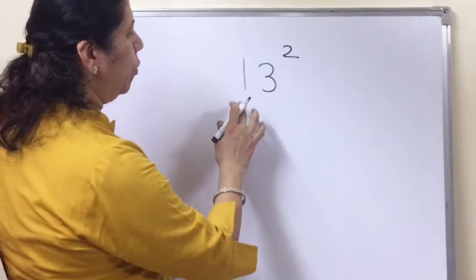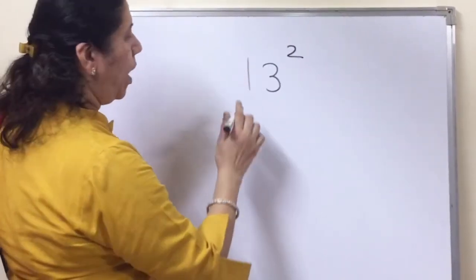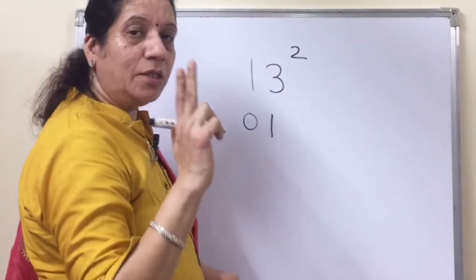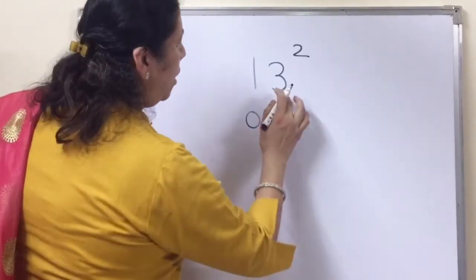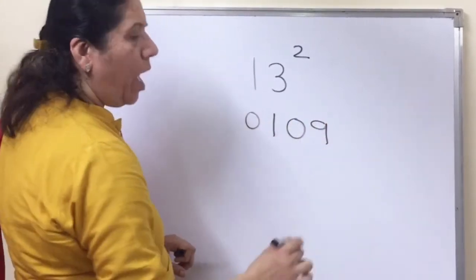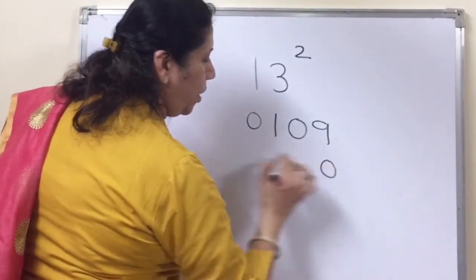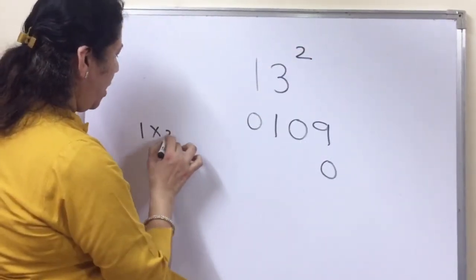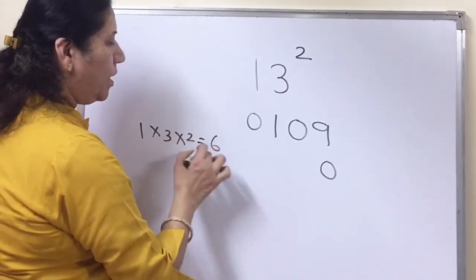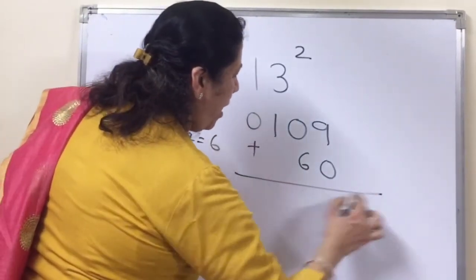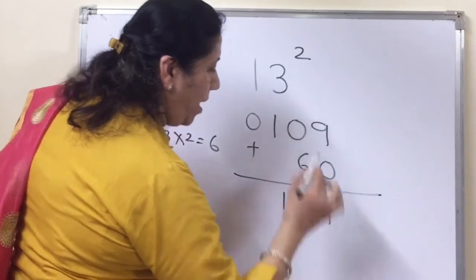First you will find the square of 1. It is 0, 1. We'll always write down the square as a two-digit number. What is the square of 3? It is equal to 0, 9. It's very easy. Put a 0 here. Now you multiply these three numbers. So 1 into 3 into 2 is equal to 6. And we will put 6. Just add and see you get the answer.